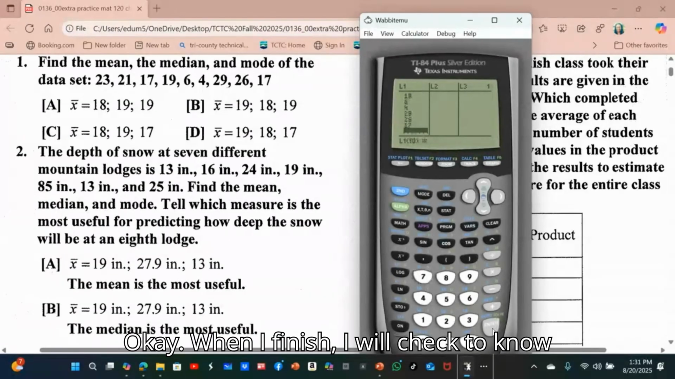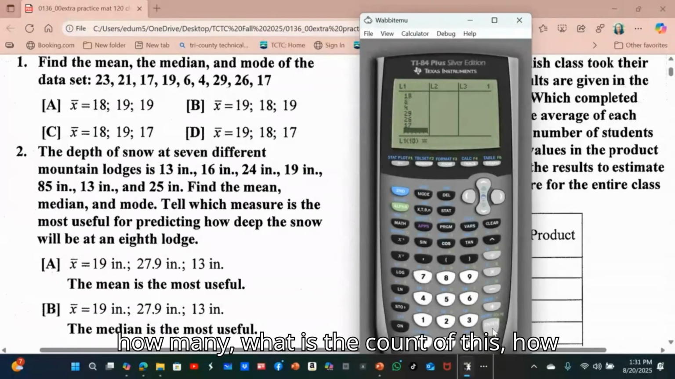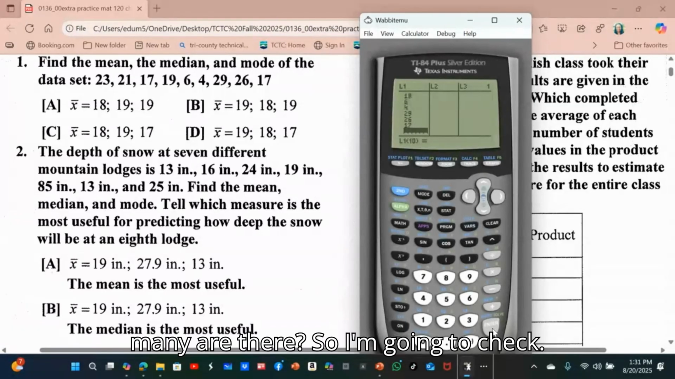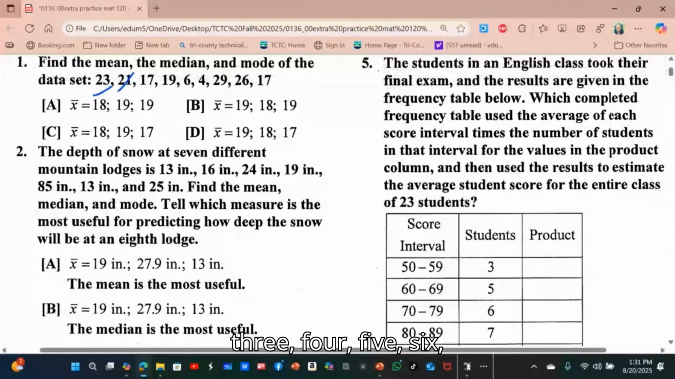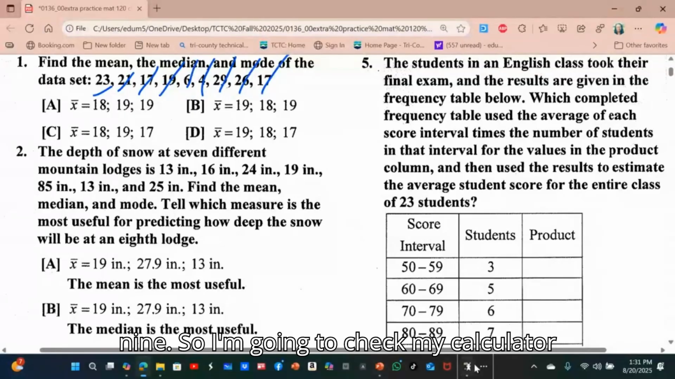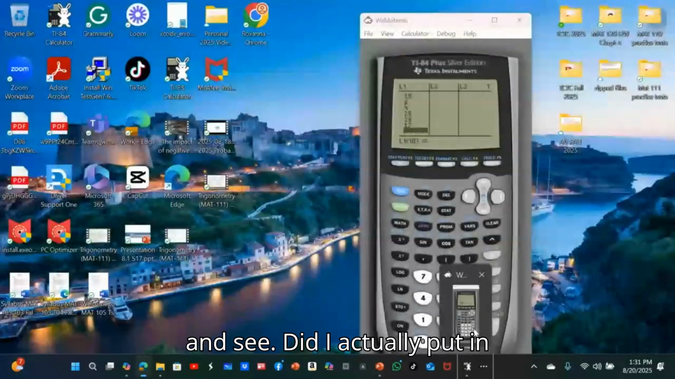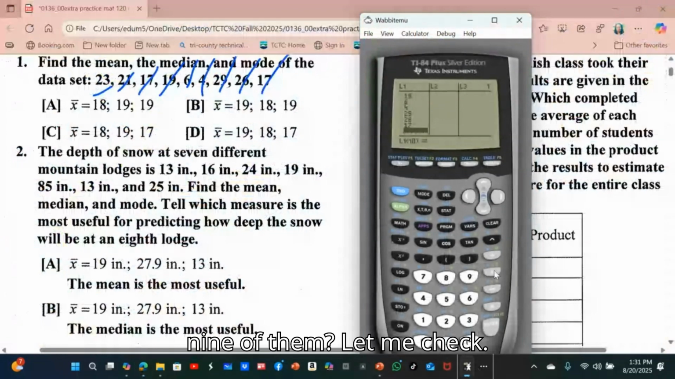Okay, when I finish, I will check the count of this, how many are there? So I'm going to check. How many am I given? 1, 2, 3, 4, 5, 6, 7, 8, 9. So the sample size is 9. So I'm going to check my calculator and see. Did I actually put in 9 of them? Let me check.